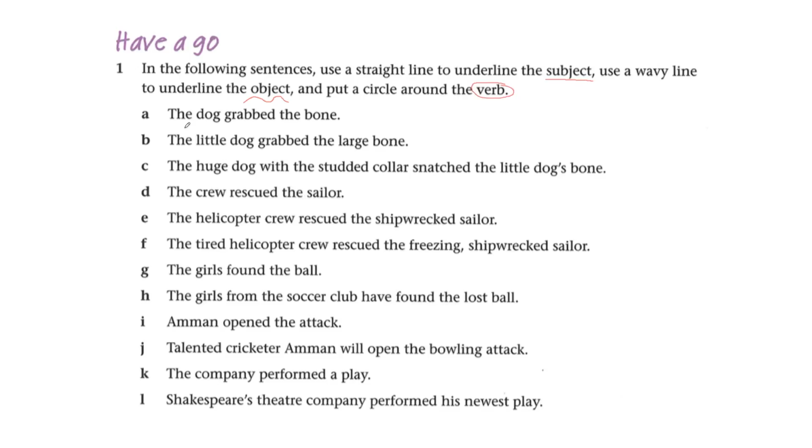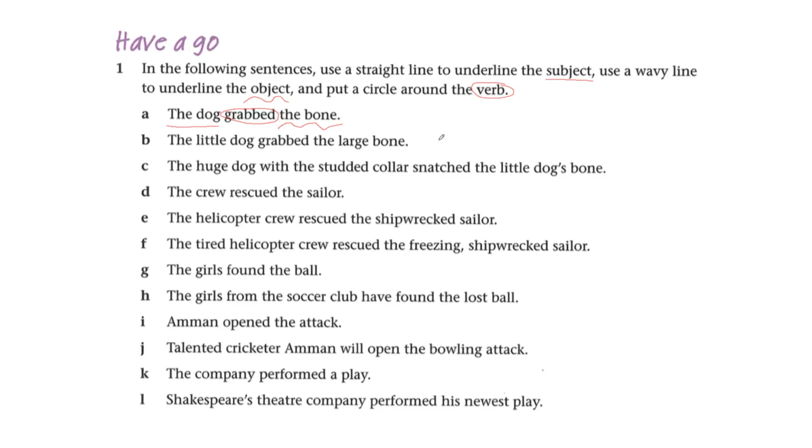Let's have a look at the first sentence. The dog grabbed the bone. Very simply, we want to look for the verb first perhaps. Grabbed is our verb. Excellent. And then if we look at the information before the verb, we've got the dog is our subject. The dog is performing the action. And then after the verb is our object. That's what is having the action performed to it. Pretty straightforward. Let's look at the next one.